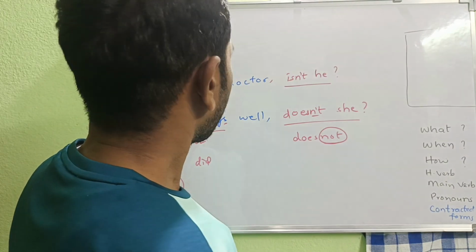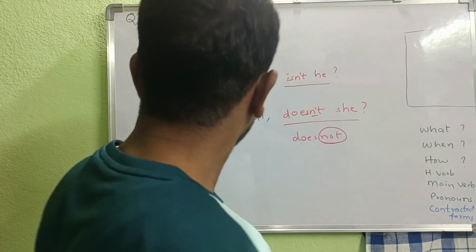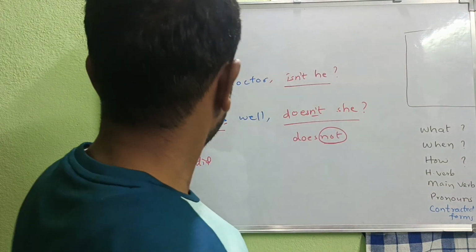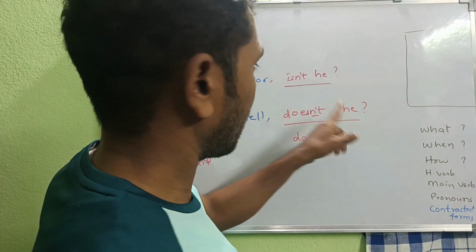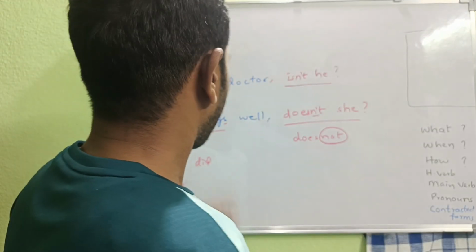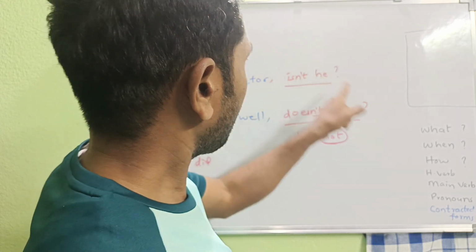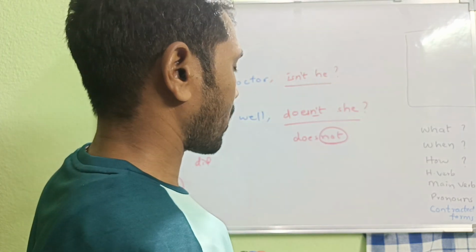The next step, step number 3, we need to write only the pronoun of the subject. For the subject Sita, the pronoun is she. Next, here he is there, so the pronoun he is used. Lastly, we need to place a question mark.